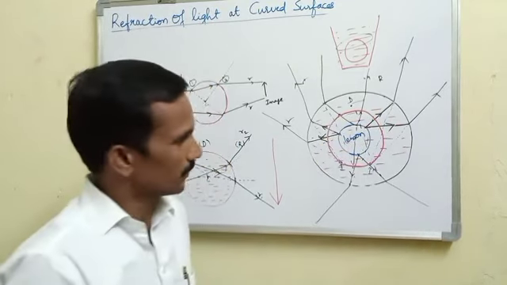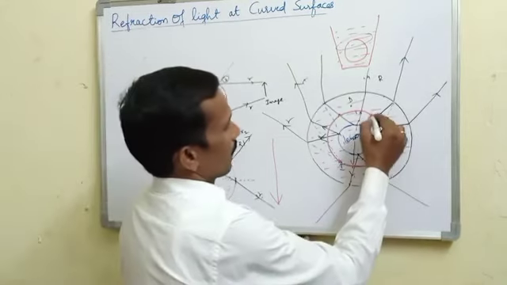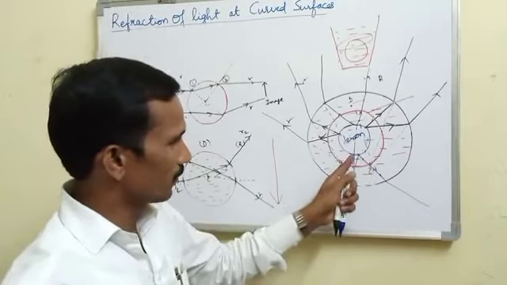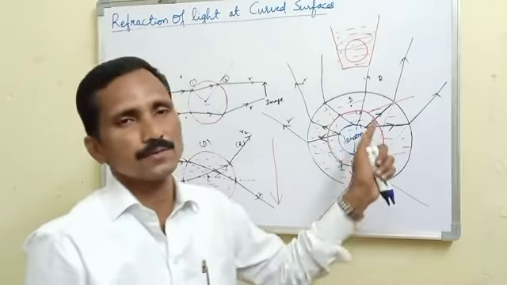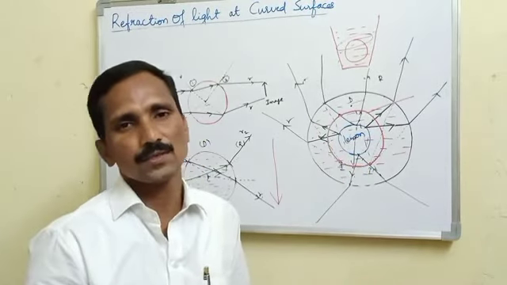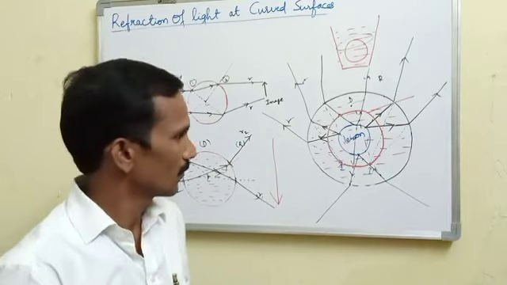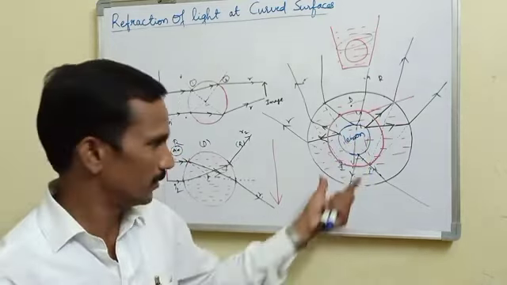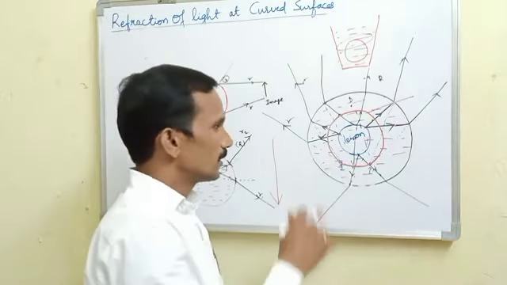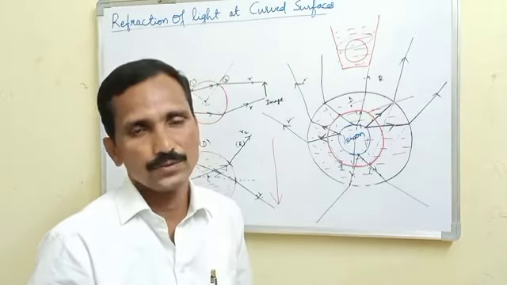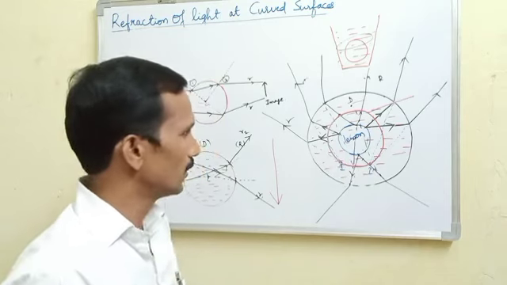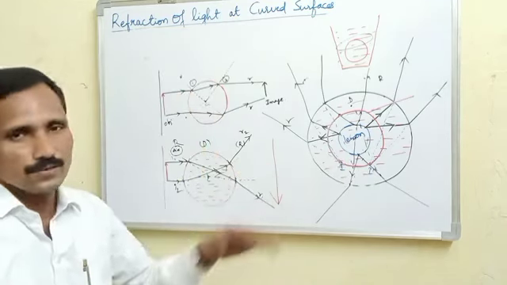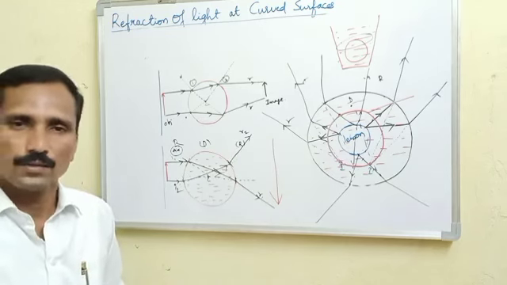Are you able to understand? So this is the appearing lemon. This is the actual size of the lemon. This is the apparent size of the lemon. Apparent size means what we see, the visible size of the lemon that we have observed outside. So the lemon appears enlarged when it is filled with water. Okay. This is the refraction phenomenon from rarer to denser, denser to rarer.